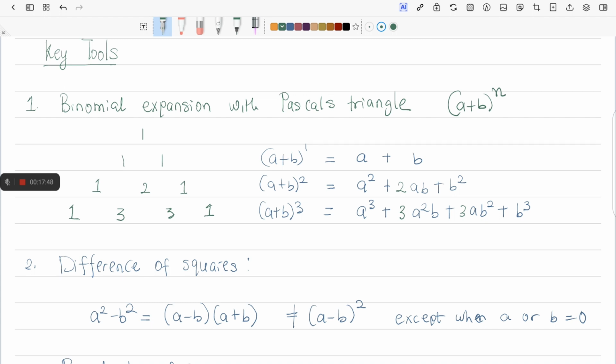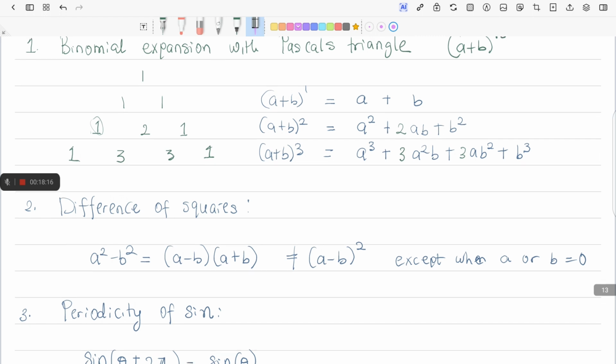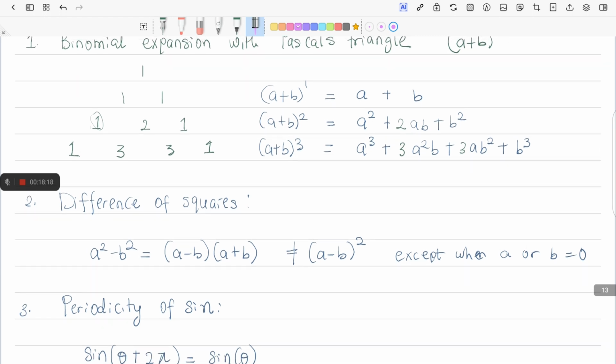When I have a plus b squared, I take these coefficients 1, 2, and 1. Then the powers of a reduce while the powers of b increase. And then I know I'm going to have 3 terms. So Pascal's triangle is very efficient and very helpful for binomial expansions. And you should try to go over it, especially if you are planning to take a calculus class, because it comes in very handy most of the time.